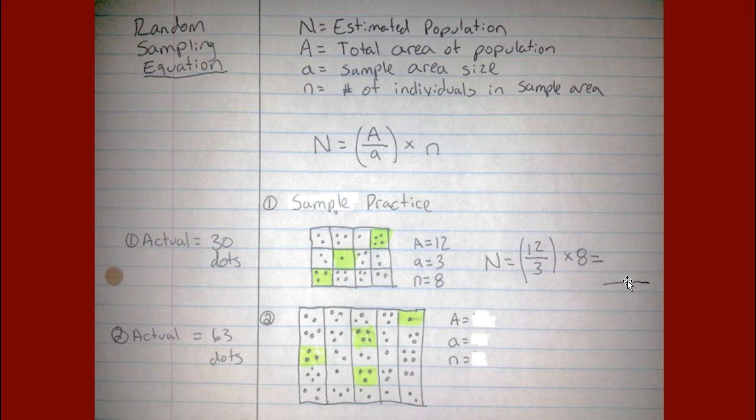Well, you're saying, that's the wrong answer. No. Again, this isn't an exact count, it's an estimate. It's saying there's about 32. Well, that's pretty close to 30.